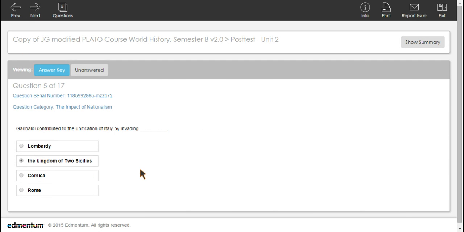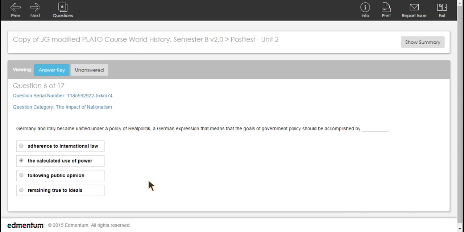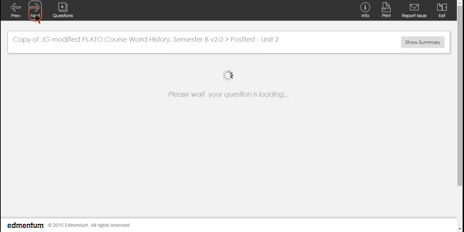Garibaldi contributed to the unification of Italy by invading Lombardy, the Kingdom of Two Sicilies, Corsica, or Rome. Correct answer is the Kingdom of Two Sicilies. Germany and Italy became unified under a policy of realpolitik, a German expression that means that the goals of government policy should be accomplished by adherence to international law, the calculated use of power, following public opinion, or remaining true to ideals. The correct answer is calculated use of power.